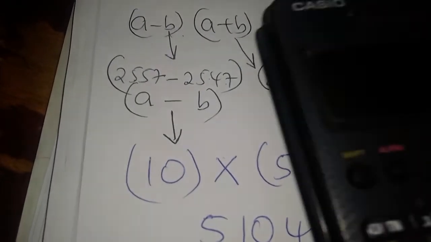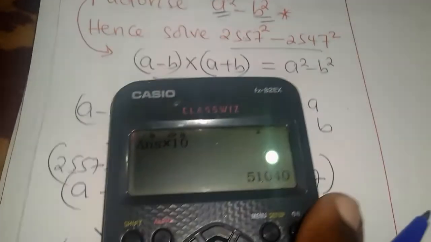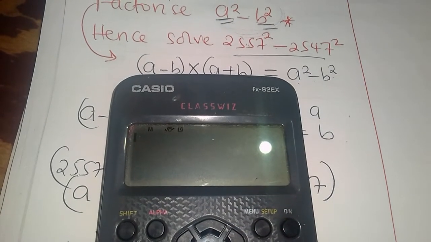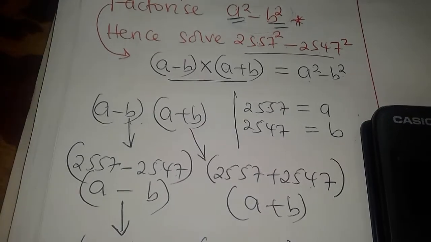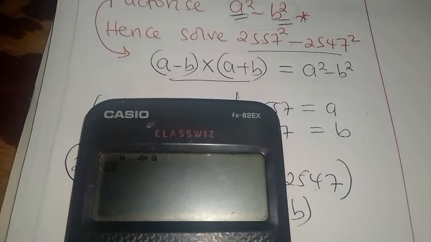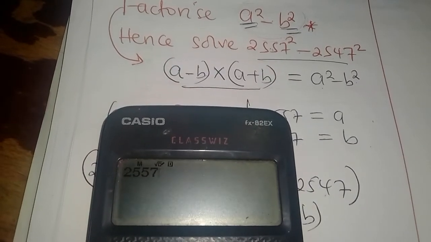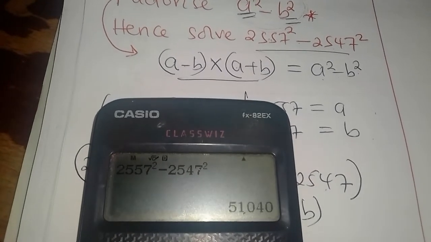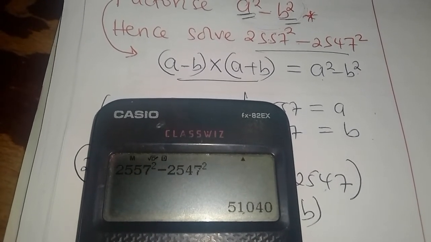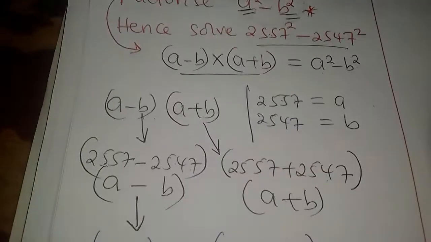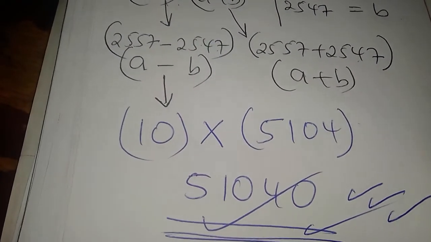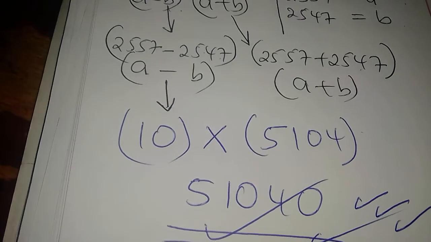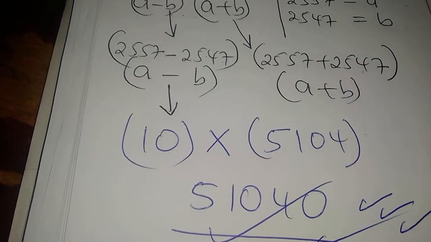Now, just to confirm that you're correct or on the right track, you can enter those two values in the calculator by first squaring them. You must get the same answer. That means you're supposed to say 2557 squared, then less 2547 squared. Your final answer is 51,040, the same answer that we've gotten here. So that tells you more about using this third rule of quadratic expressions in arriving at the final answer, just in case you get a question that demands you to give this answer.